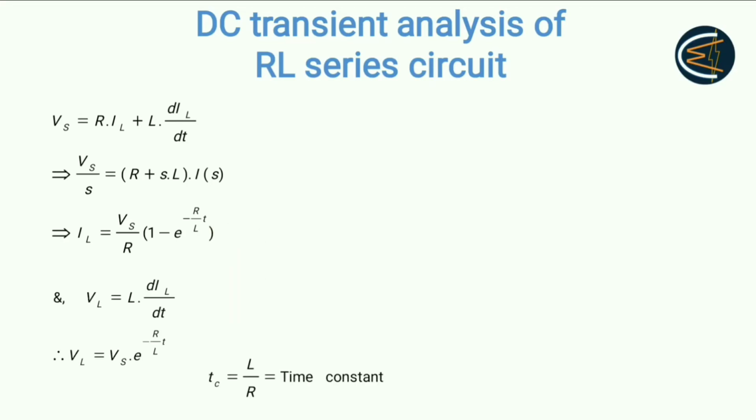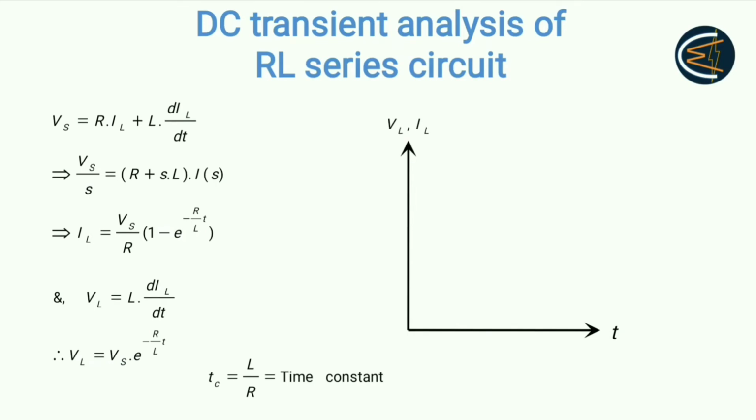And again, if we want to derive the inductor voltage expression, you will get the expression like this: VL = Vs · e^(-R/L · t), where L/R is the time constant. What is the significance of time constant? I will explain in some other videos, and I hope you know what is time constant. So now let's move further.